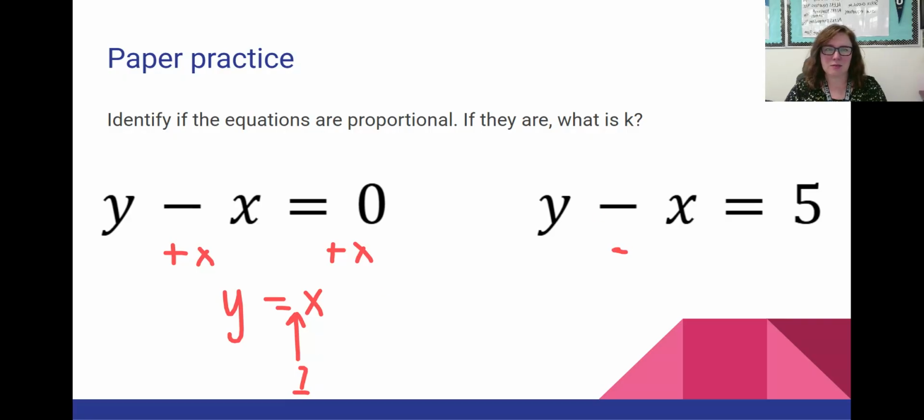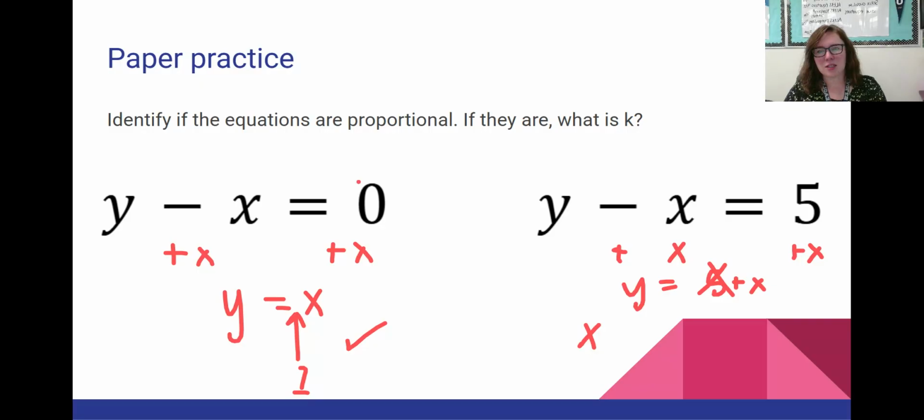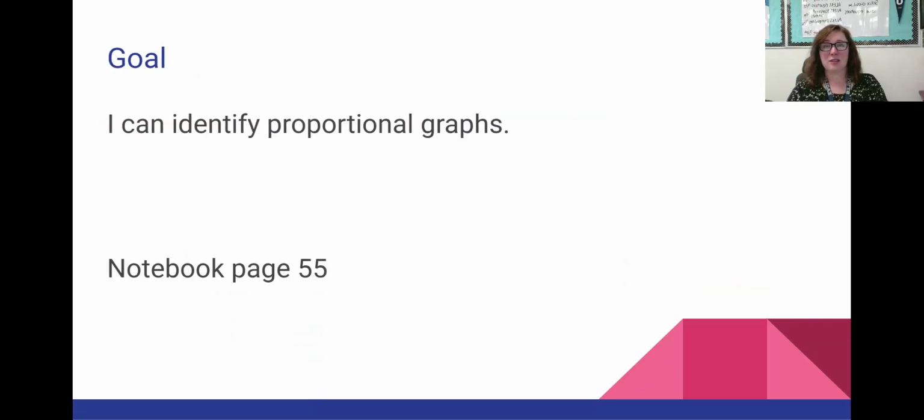And here, same start, add x to both sides, and now we have y equals 5 plus x. Well, we don't like anything else with the x, unless it's being multiplied. I should say we don't like anything being added or subtracted with the x. So this one is not proportional, even though the first one was, yes, proportional, because 0 plus x is just x. Okay, so that was equations.